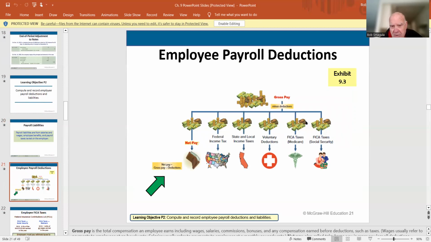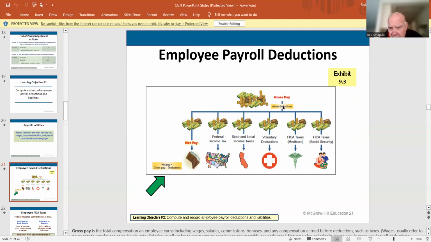So let's see what we have here. We have gross pay, and subtracting from the gross pay, we're going to subtract FICA Social Security and FICA Medicare. Those are the 6.2% here for FICA Social Security, 1.45% for Medicare.